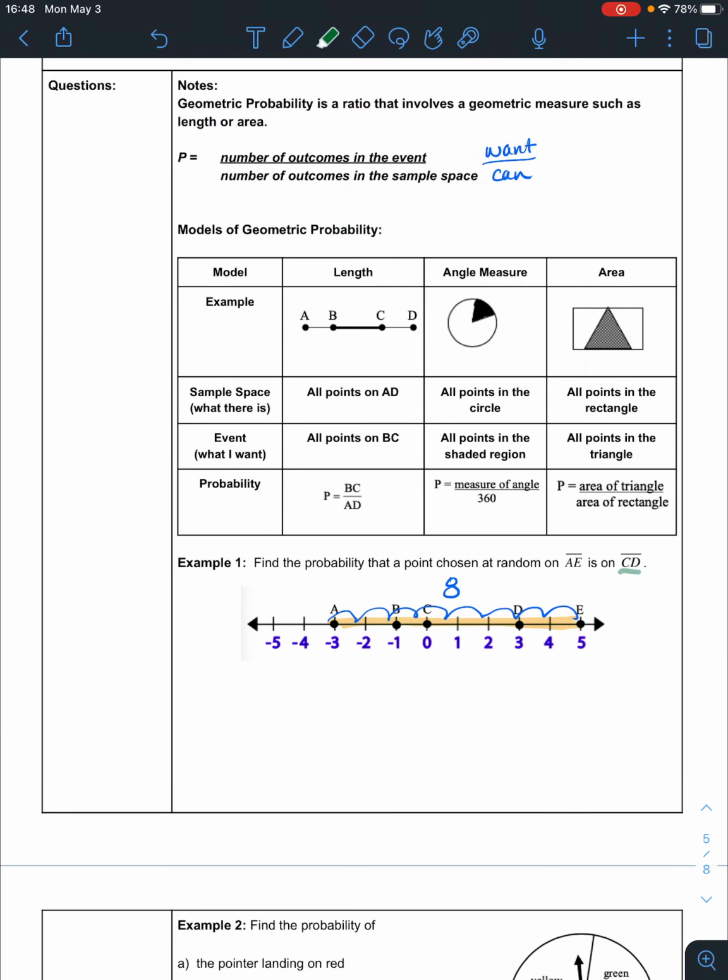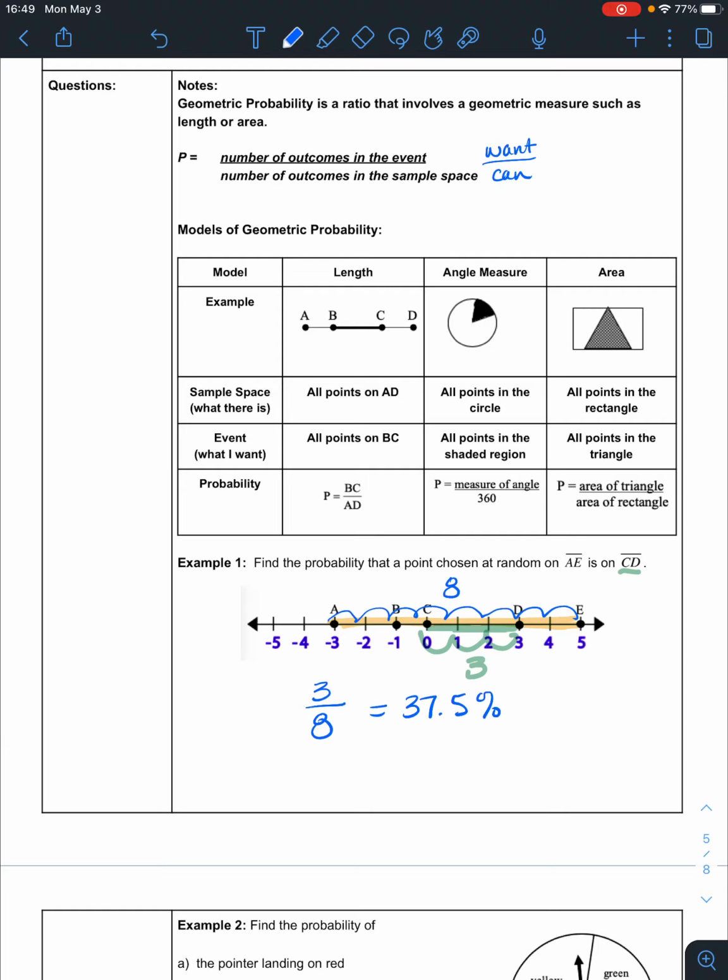I want to land on CD. Well, CD is right here, and it is 1, 2, 3 jumps. So I have a space of 3 where I want to land, and I have a space of 8 where I can land. And so the fractional probability that I would land on CD within AE is 3 out of 8, which as a percentage probability would be 37.5%.